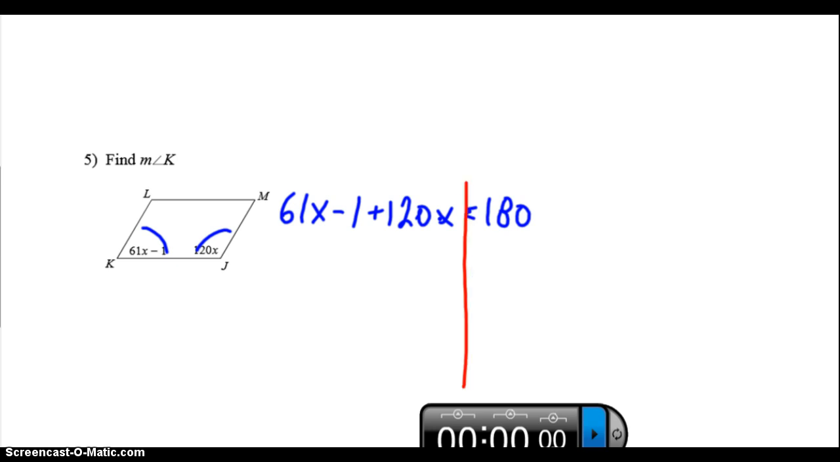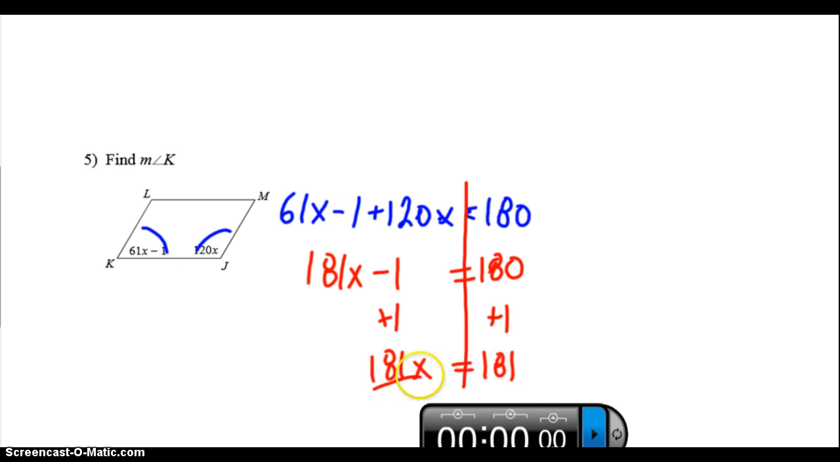So let's see, combine like terms, 61x and 120x gives us 181x minus 1 equals 180. We can begin to add and subtract from both sides. So I'll add 1 to both sides and get 181x equals 181. Divide both sides by 181, and I should end up with x equals 1.